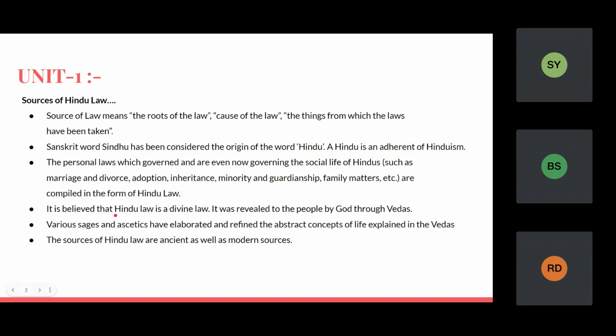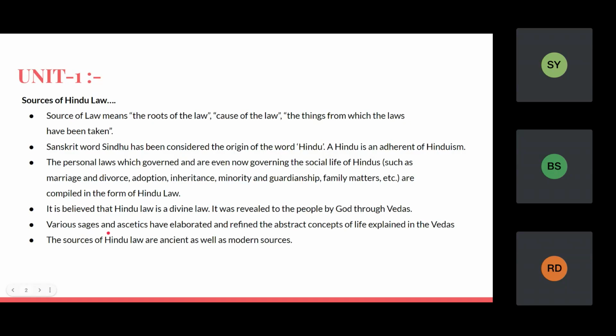It is believed that Hindu law is a divine law. Why do we call Hindu law a divine law? Because it is believed that it was revealed to the people by God through the Vedas. It means that God told the divine law to the sages, whom we believe to be sages, rishis or munis. So God revealed this divine law to the sages, rishis, and munis through the Vedas. That is why we call Hindu law a divine law.